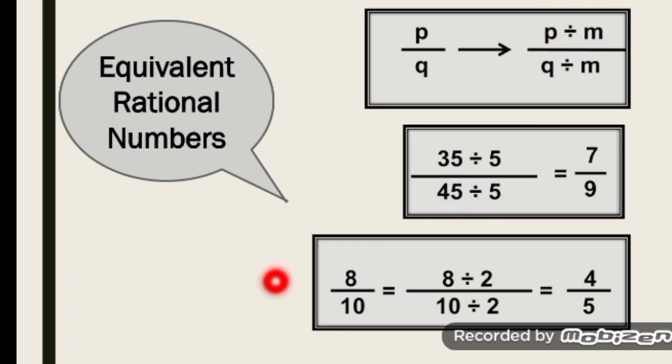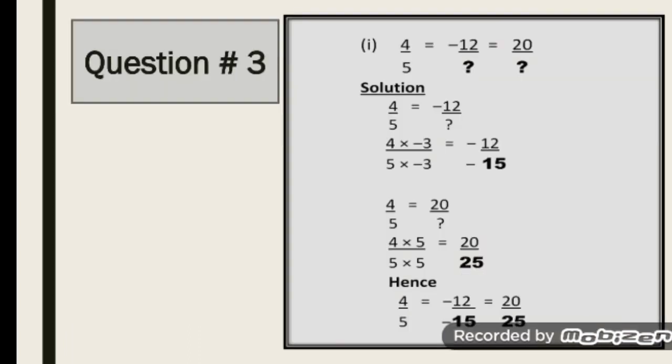See the next example. Here 8 by 10 is a rational number. After dividing both numerator and denominator by 2, we get 4 by 5. So 4 by 5 is an equivalent rational number of 8 by 10. Now we will solve question number 3. See part 1 of question number 3.